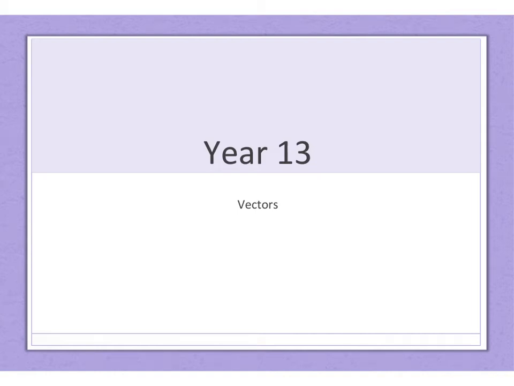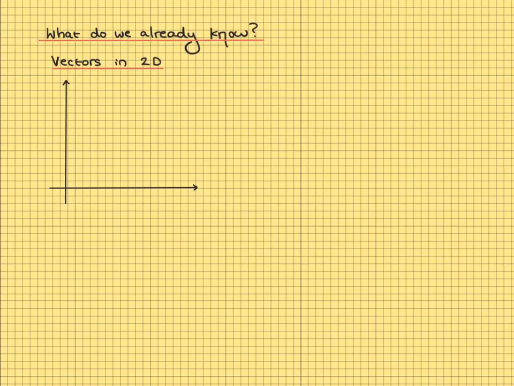Year 13 Vectors. Let's start by going back over what we already know about vectors. So we've covered vectors in 2 dimensions before, and there are lots of different ways in which we can express a vector. For instance, I might write a vector like this, r, underlined to show it's a vector, and if it's in a textbook or in print, it will be in bold, it may not be underlined.